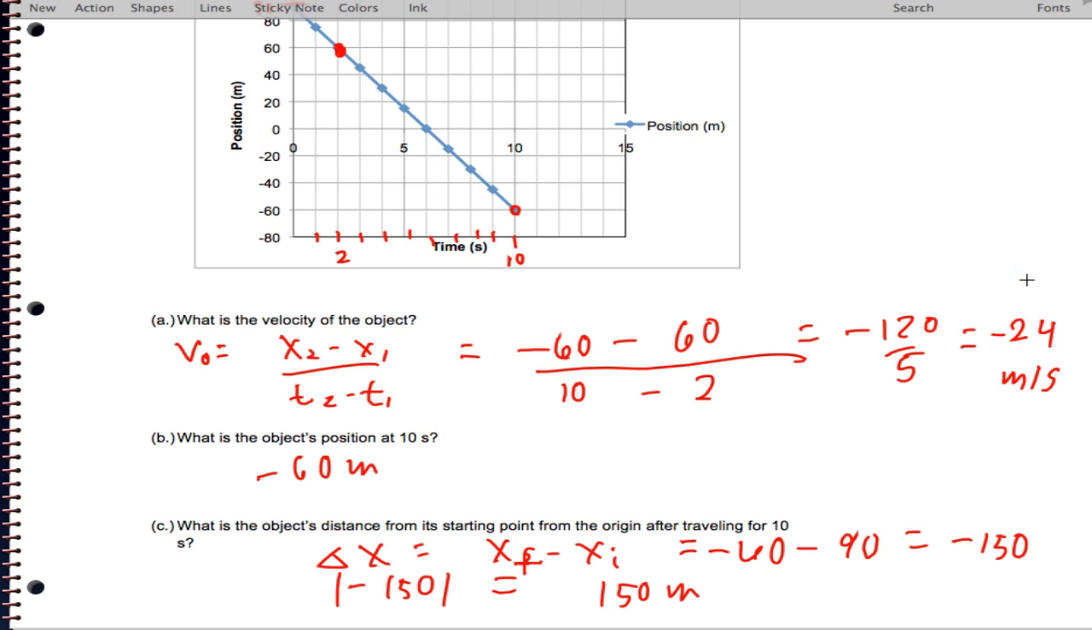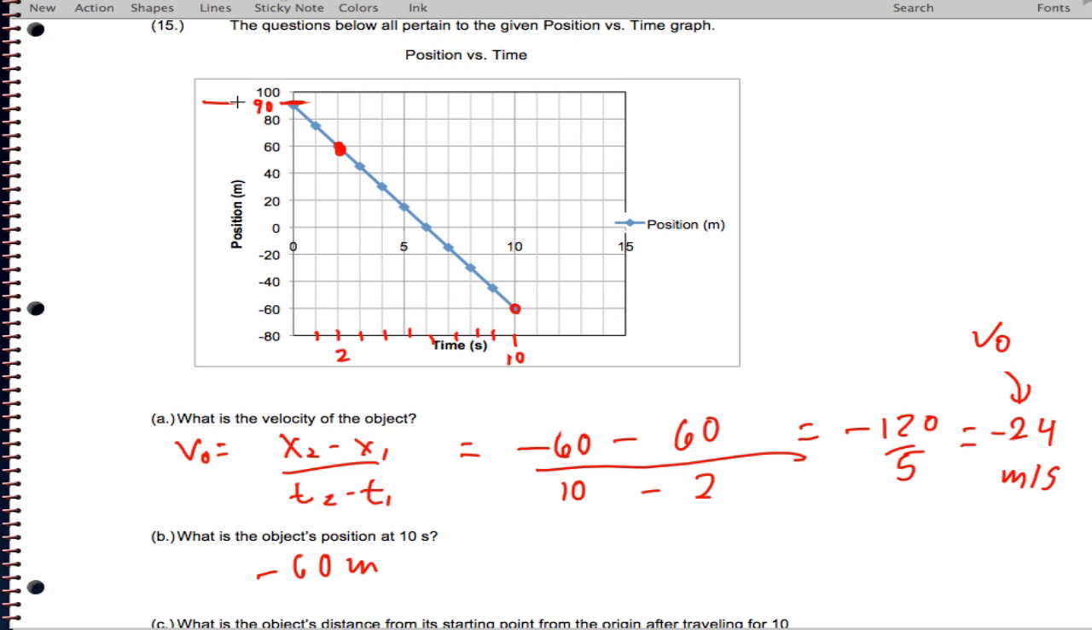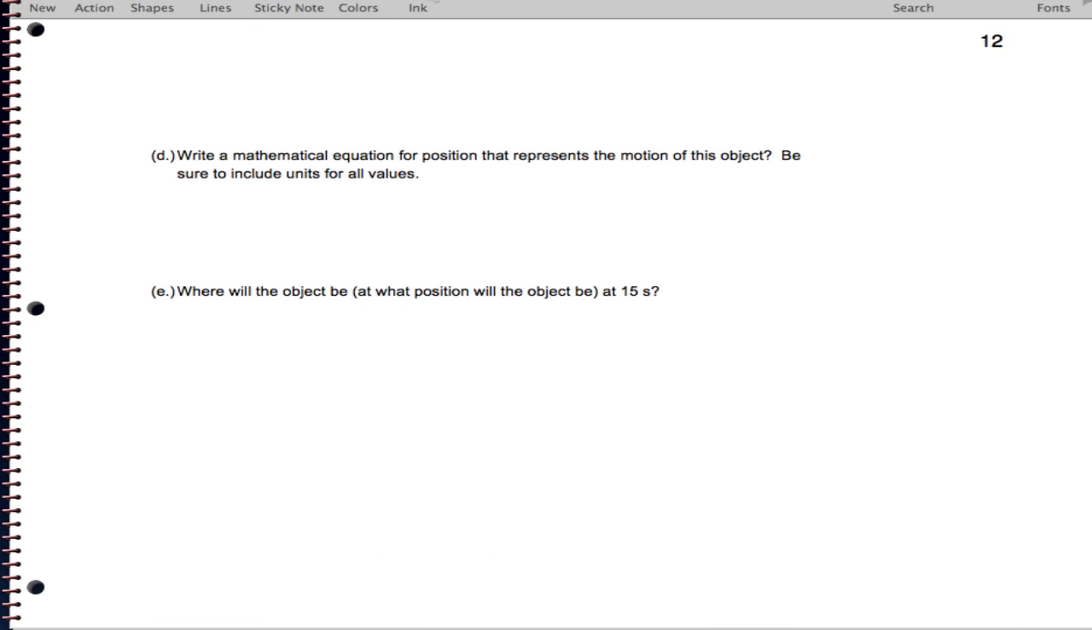So notice, this is my velocity, and if you look here, this is my initial position. And this relates to our next question. So get these highlighted or circled or whatever you want to do, because in the very next question, they ask us for the equation. And using the logic from the last test, we use x equals v naught t plus x naught. And we have x equals negative 24t plus 90.